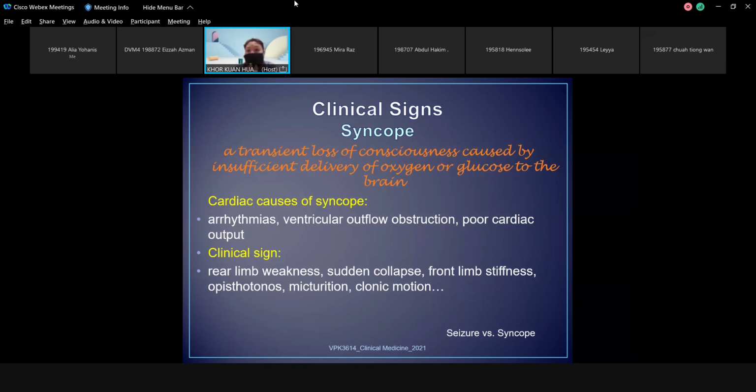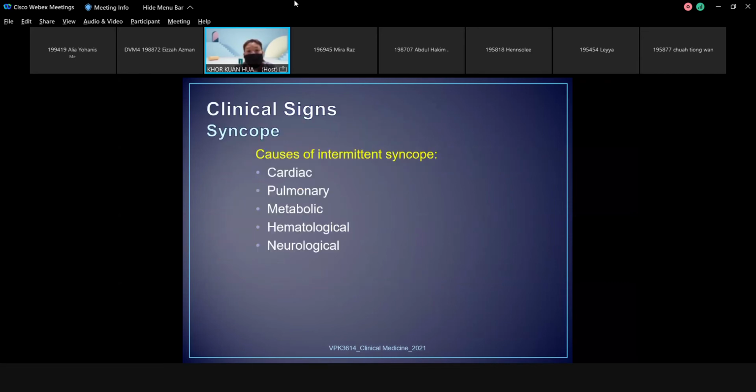Was there hypersalivation? How long was the seizure? What happened during that period of time? Get them to describe. Only then will you be able to differentiate whether it's seizure or syncope. So that's how we go about it when it comes to a panicky owner.